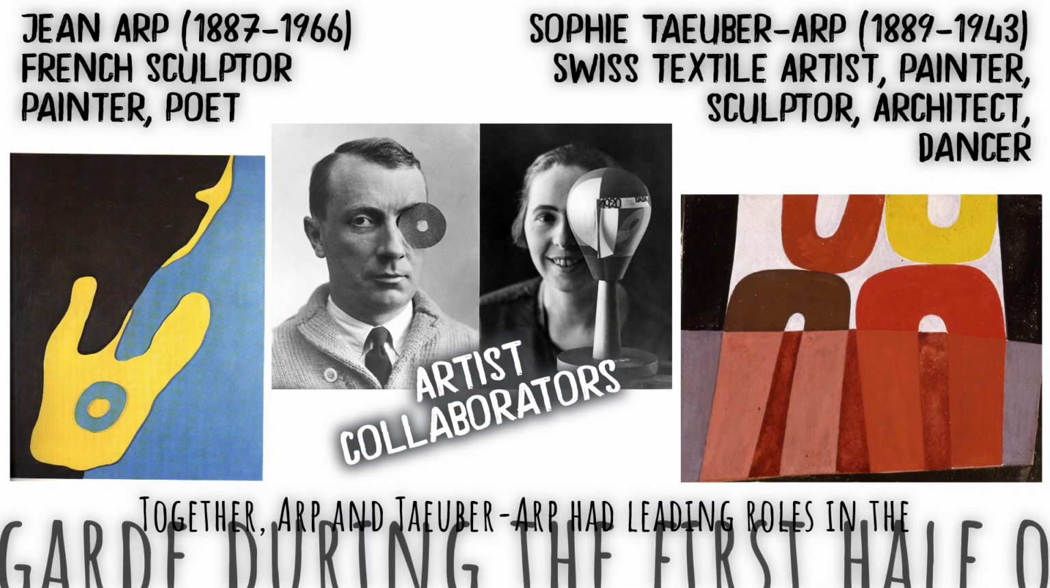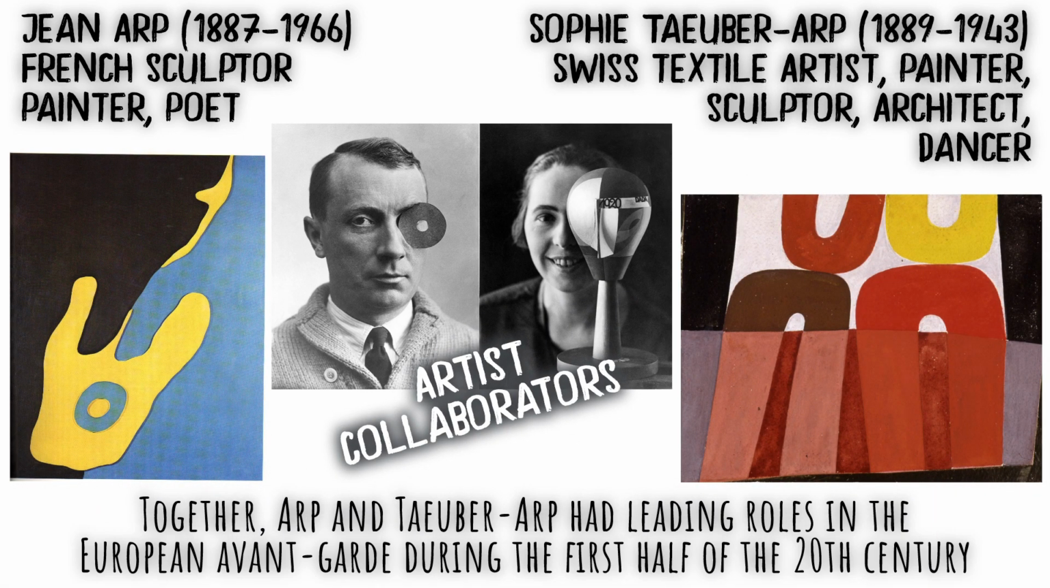When we are exploring Jean Arp's experiments with abstraction and collage, it's important to realize that many of his discoveries and innovations were created in collaboration with the Swiss artist Sophie Taeuber. The two artists started working together in 1916 and they married in 1922.